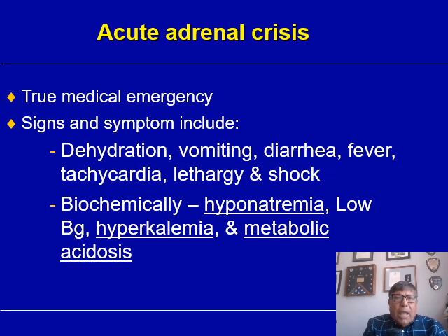So, acute adrenal crisis. I just put this slide because I have discussed this one in congenital adrenal hyperplasia and acute adrenal failure. It is a medical emergency, no question about that. The patient usually presents with dehydration, vomiting, fever, tachycardia, lethargy, and they are in shock. Biochemically, the clincher to make the diagnosis is hyponatremia, hypoglycemia, and hyperkalemia. Hypoglycemia could be borderline, and metabolic acidosis also could be borderline, but as time progresses, it could be very relevant.